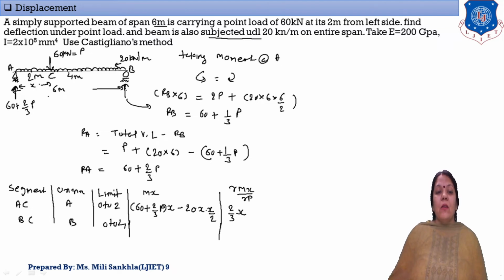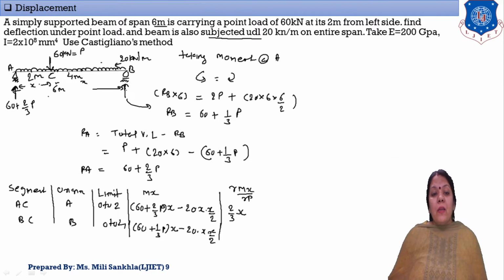Now the second segment. Consider this as X. This support reaction rotates anti-clockwise, right hand side anti-clockwise positive. So mention here RB is equal to 60 plus 1/3 of P into X, and this moment rotates clockwise, negative moment, minus 20 into X and X by 2. Here again del Mx by del P, this term is 0, 60x is also 0, and the remaining term is 1/3 into X. Now clear?